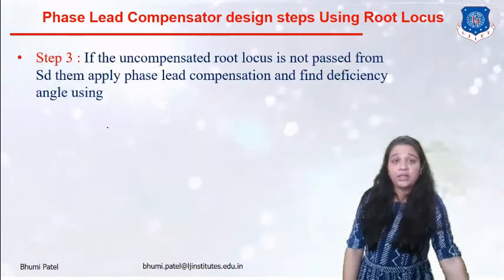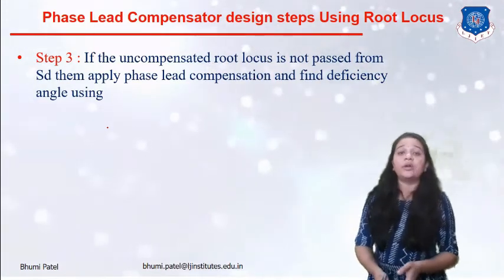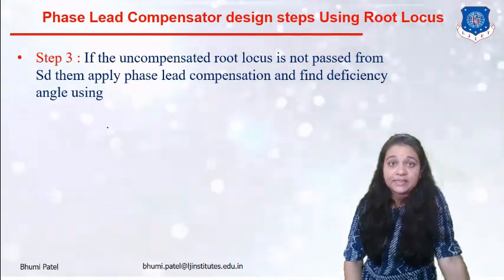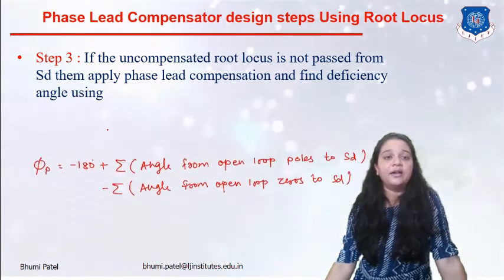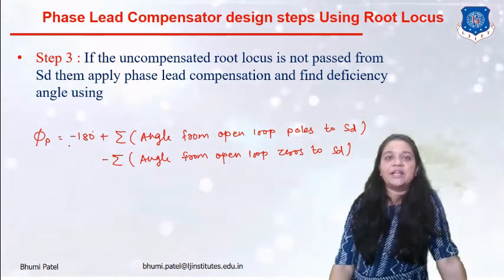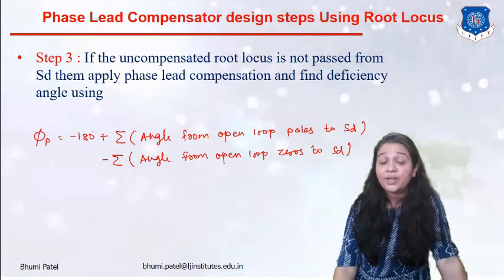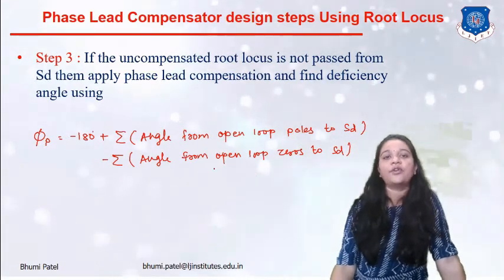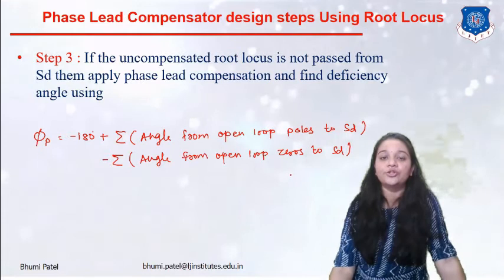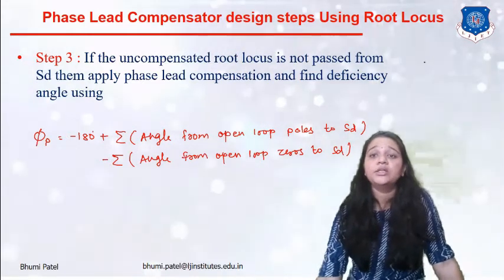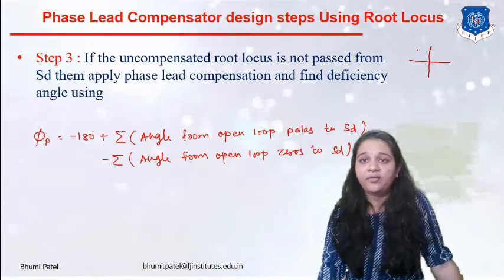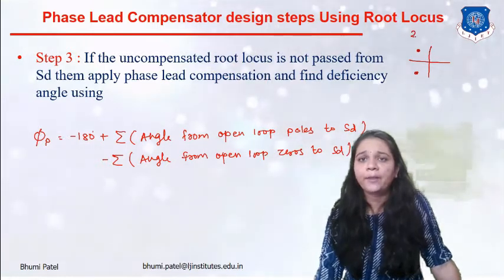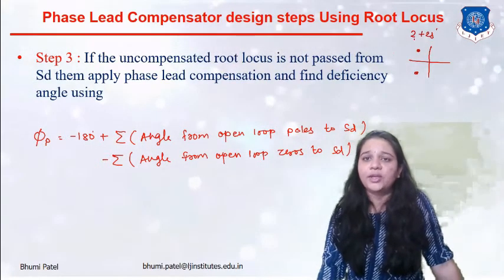Now step number 3: if the uncompensated root locus does not pass through the HD, then apply phase lead compensation and find the deficiency angle using the equation phi p is equal to minus 180 plus the summation of angles from the open loop poles to HD minus the summation of angles from the open loop zeros to HD. Suppose the HD point is given here; we can find the HD point value, suppose 2 plus 2j. Sorry, minus 2 plus 2j.